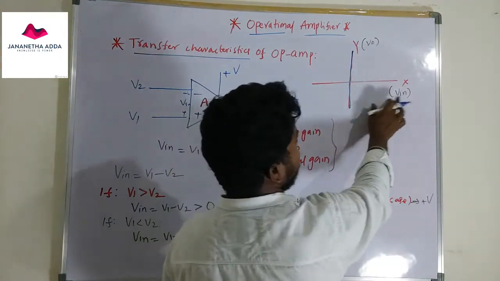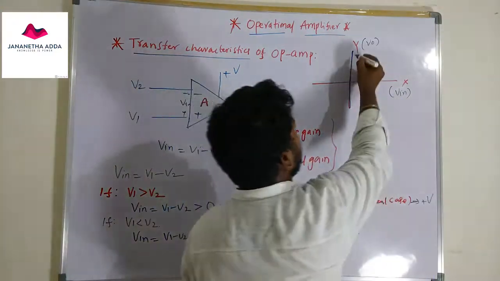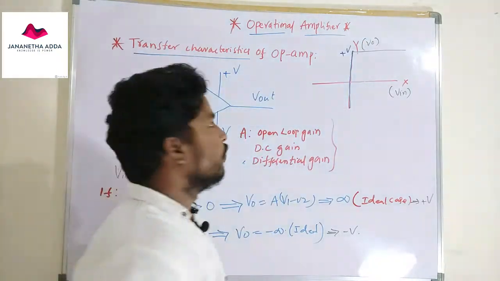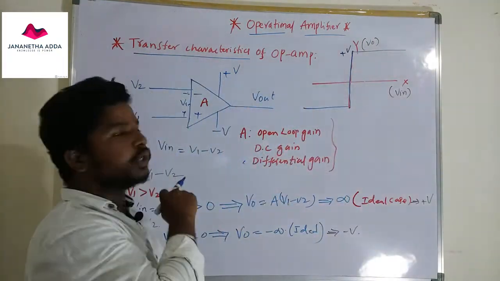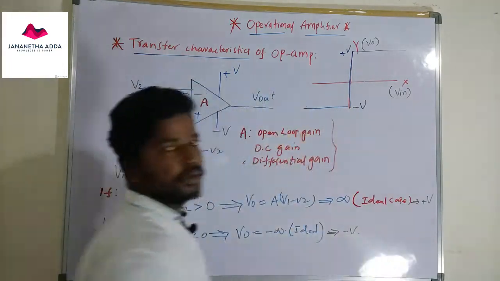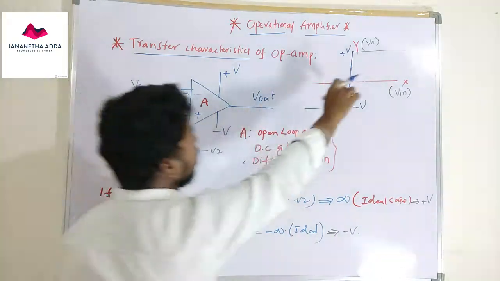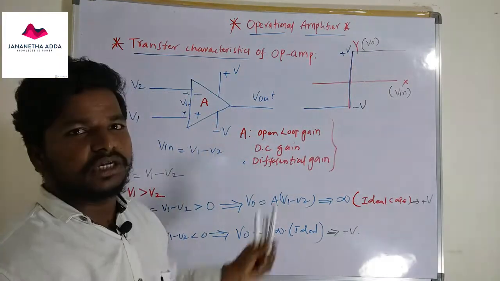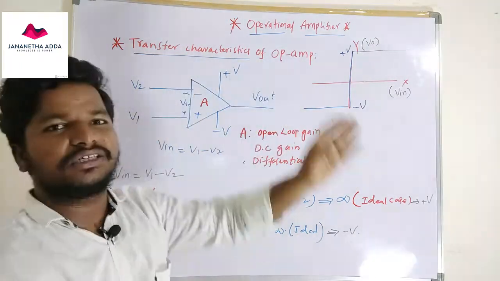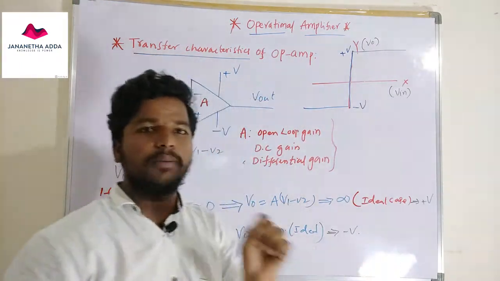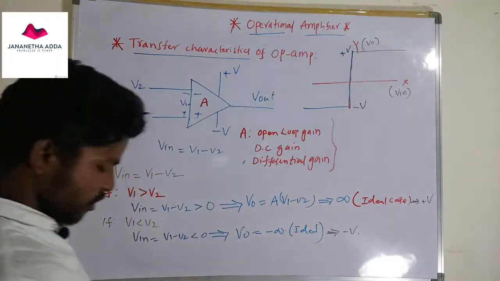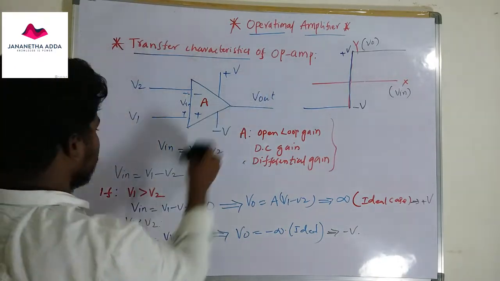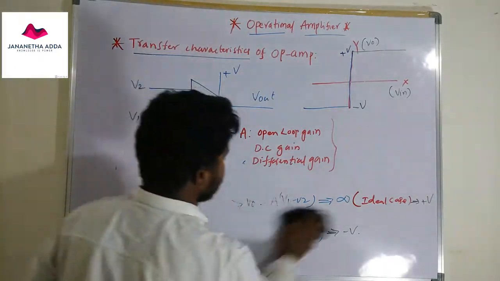When V input is greater than 0, I should get a positive supply. When V input is negative, I should get a V negative. So the maximum negative power supply and the maximum positive supply I should get as an output. These are the ideal transfer characteristics of an operational amplifier, any operational amplifier. We also discussed the practical properties of the operational amplifier.